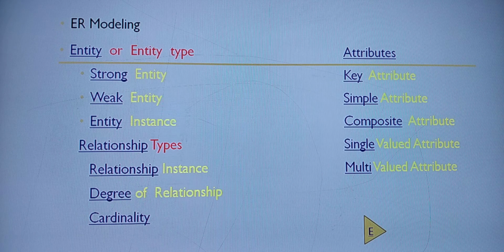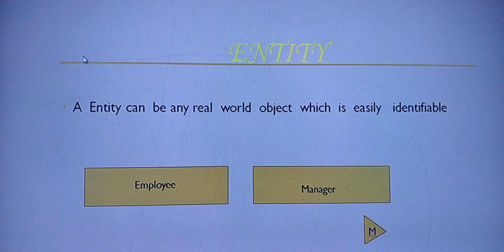So under that, first you are going to see what is an entity. Entity is nothing but a value that you are going to give. That value is easily identifiable, you can easily identify that value. That is your entity. So entity can be any real world object. It can be anything. See the example given below. Employee is an entity, and manager is an example for another entity. So these are the two examples for entity. Yes, next we can see the next one.